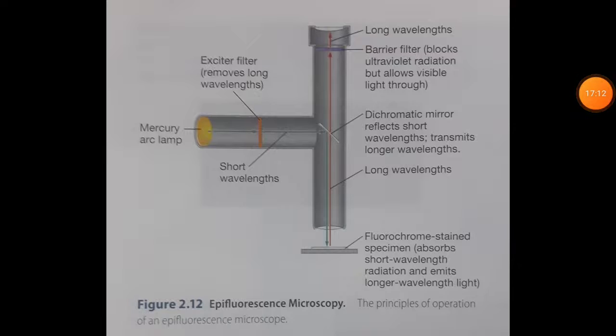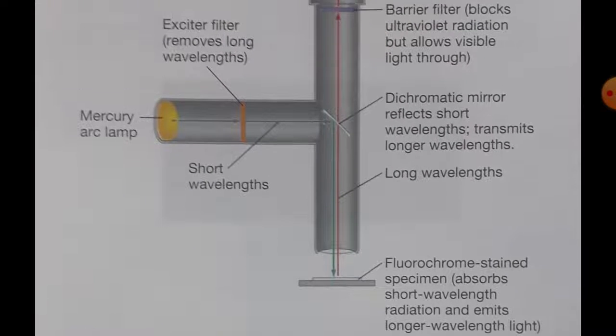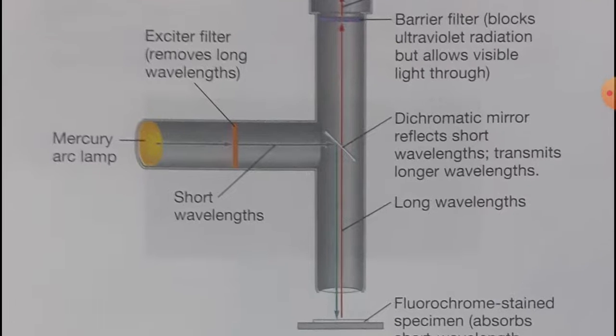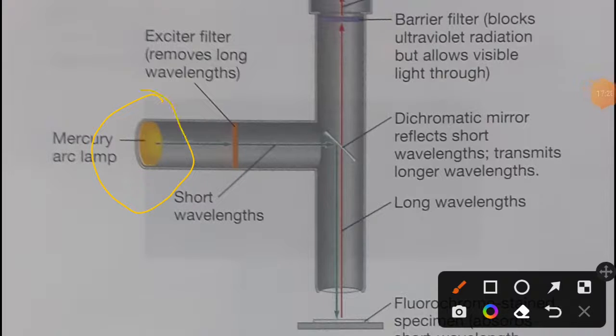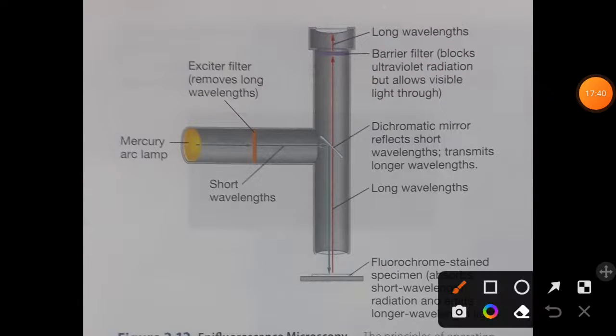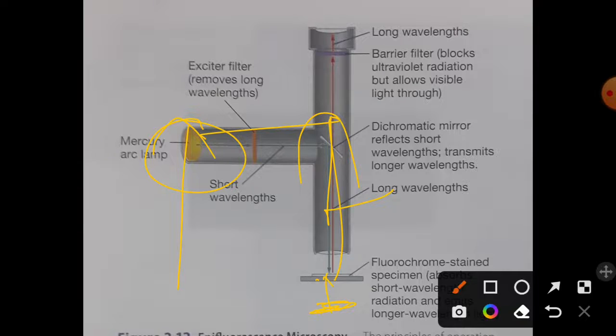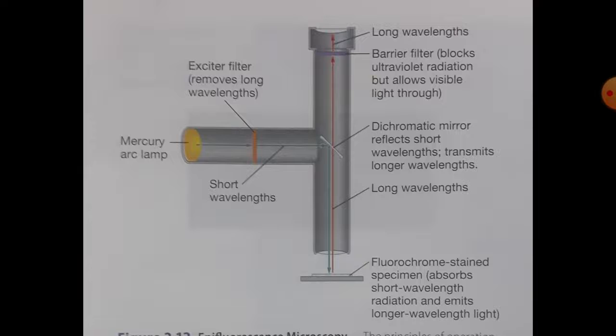So this is a diagram for epifluorescence microscopy. I have taken this diagram from the Prescott book. So why the name epifluorescence microscopy? It is because here the light source is above the sample, and it is coming from a totally different angle. Usually we are familiar with the light source being below the specimen, but in this case the light source is above the specimen. That is why the term epifluorescence microscopy. This is the most common type of fluorescence microscopy we are using. It is also known as incident or reflected light fluorescence microscopy.